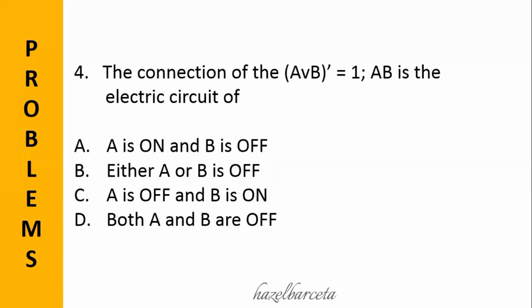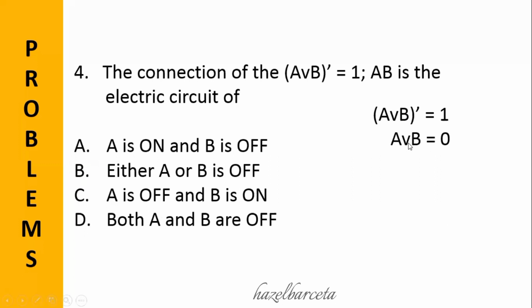Okay, number 4. The connection of A or B complement is equal to 1. AB is the electric circuit of. So here, the given is the complement of A and B which is equal to 1. So, kailan po nagiging 1 ang ating complement? It is complement ng 0. Therefore, ito ay equal to 0 para maging ang complement niya equal to 1. Nakuha po? Okay.